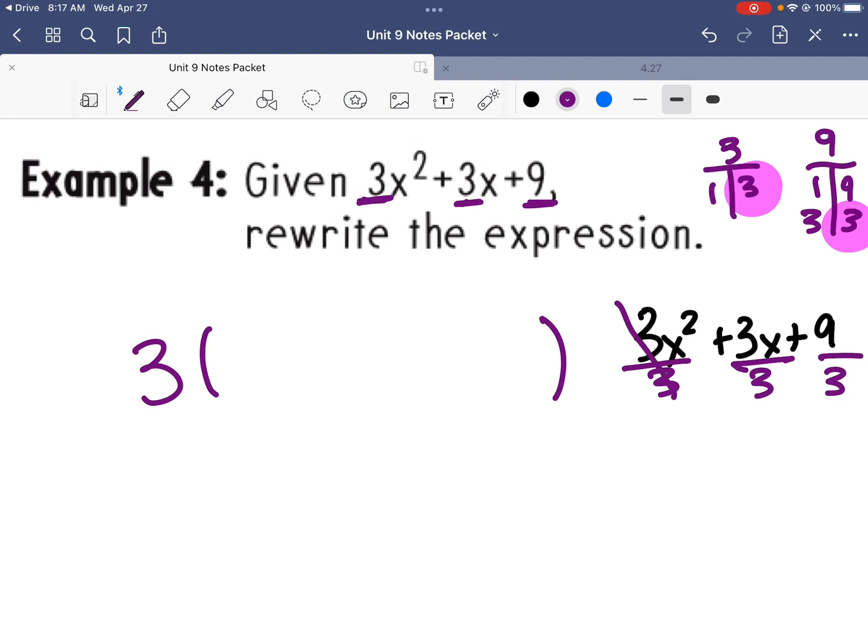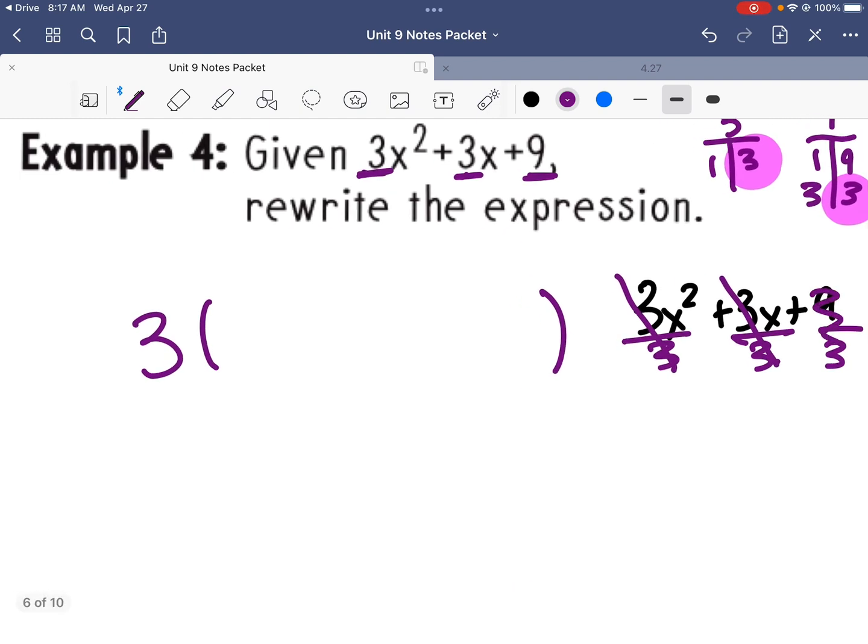Now, 3 divided by 3 is 1. That goes away. 3 divided by 3 is 1. That goes away. 9 divided by 3 reduces to 3. So we should have a plus 3 on the end there. So once we've done these problems, x squared is what's left here. X is left here. You could write 1s in front of these. That's fine. There's nothing wrong with that. And then 9 divided by 3 left us with a 3 here.